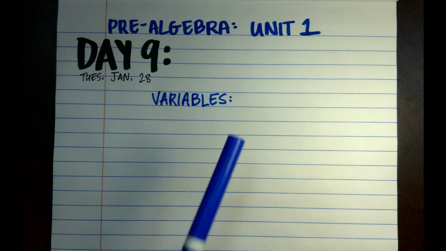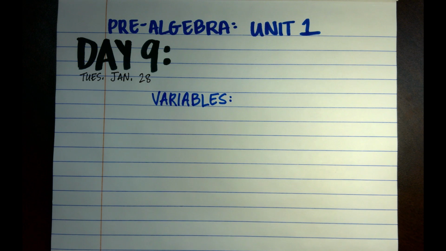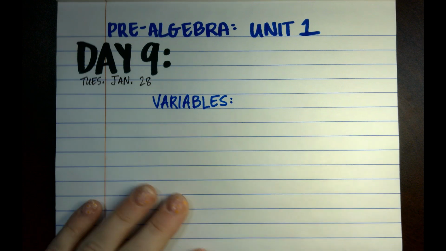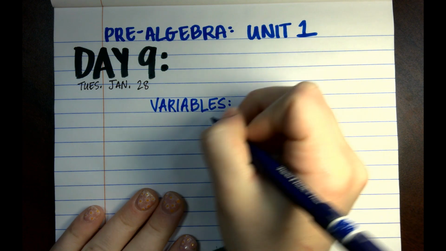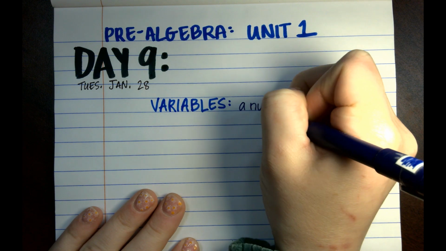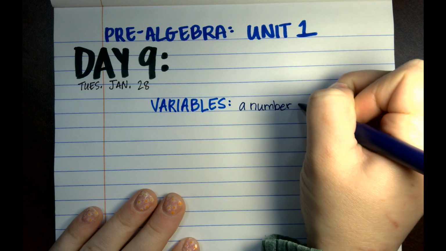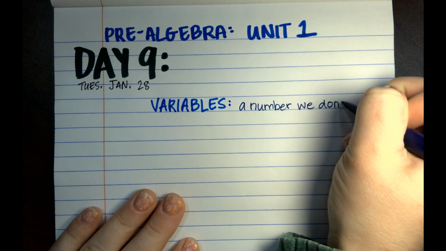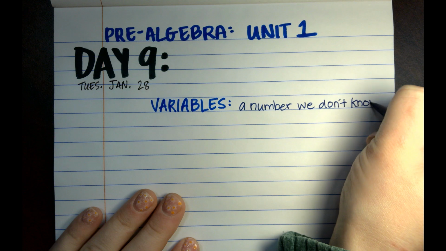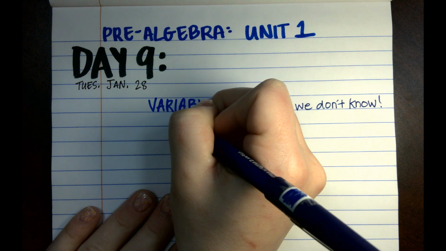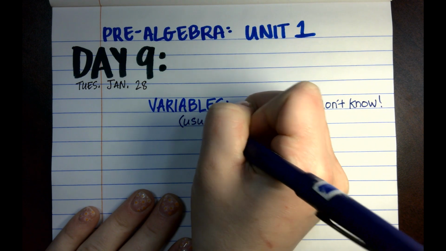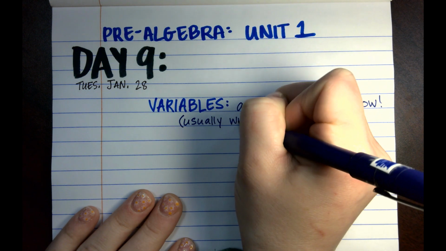So, can anyone in here tell me, what did you learn about variables yesterday? What's a variable? An unknown number. An unknown number. It's just a number we don't know. And it's usually written as a letter, right? So, I'm going to say variables: a number we don't know. It's usually written as a letter.